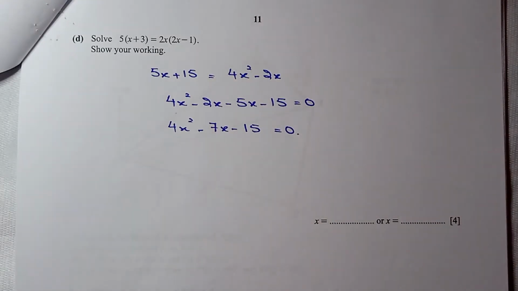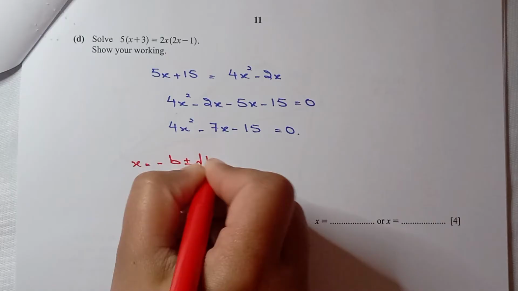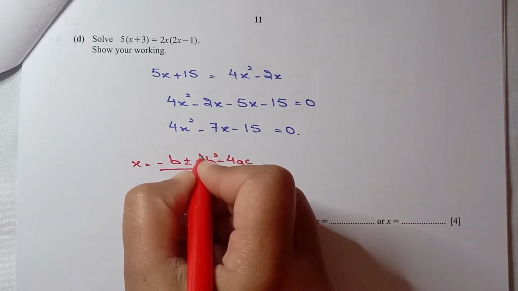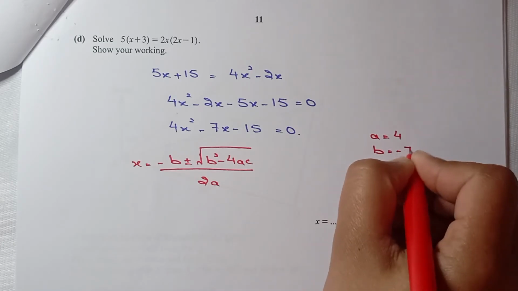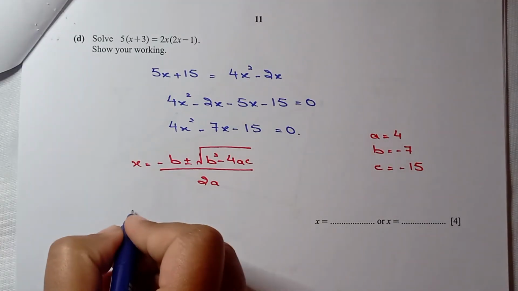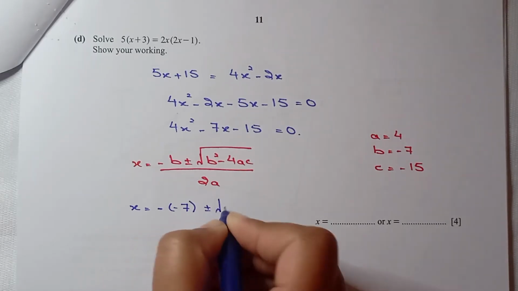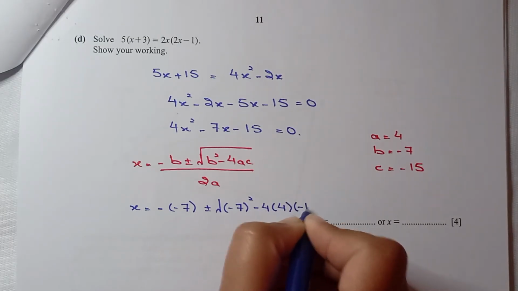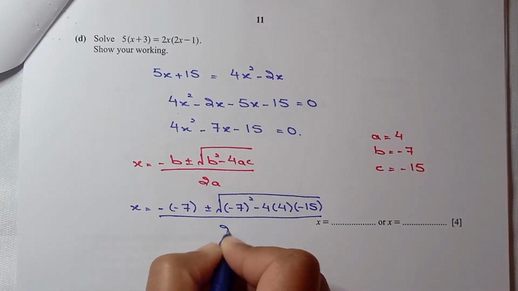We can solve it by using the quadratic formula, that is x is equal to -b plus minus square root b square minus 4ac divided by 2a. So what is ABC? A is 4, B is -7 and C is -15. So let me substitute all the values. So x would be equal to -(-7) plus minus square root b square, -7 square, minus 4ac, divided by 2 times a, that is 2 times 4.